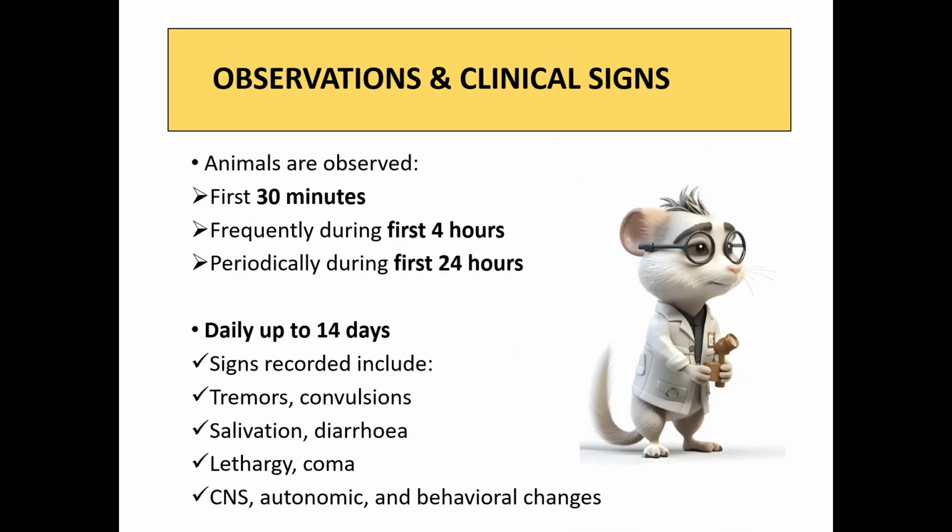Observation and clinical signs. Animals are first observed after dosing; you have to observe for 30 minutes. Then observe frequently, every 4 hours, to see the animals' condition, periodically during the first 24 hours. Then daily up to 14 days. Once daily you have to observe these signs. Signs recorded include tremors, convulsions, salivation, diarrhea, lethargy, coma, CNS, autonomic and behavioral changes.